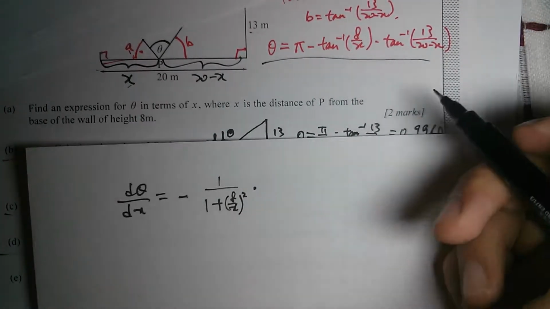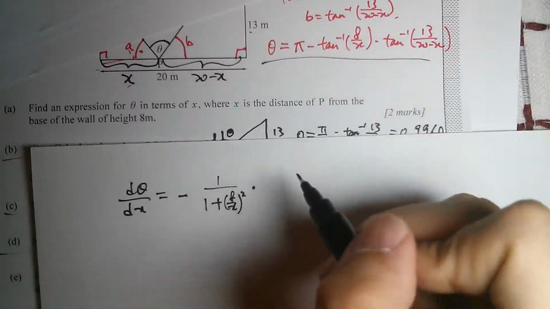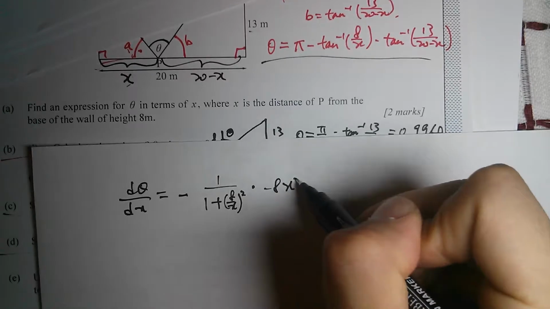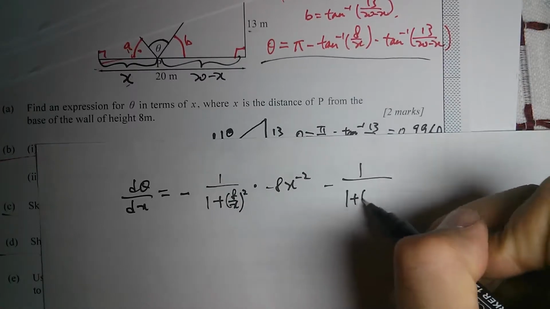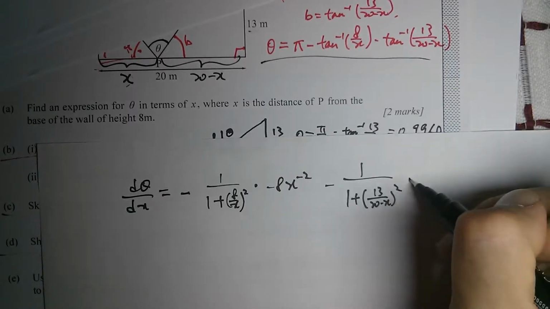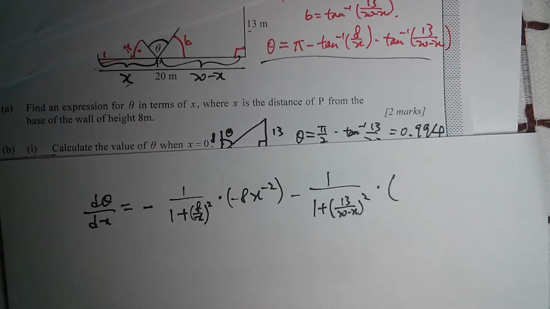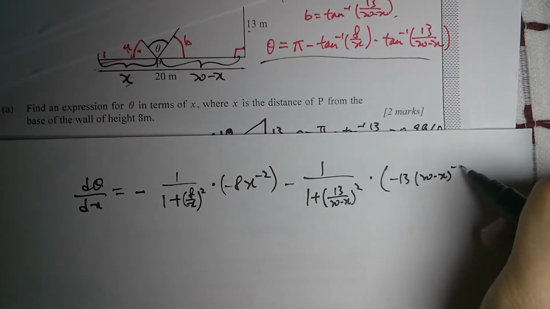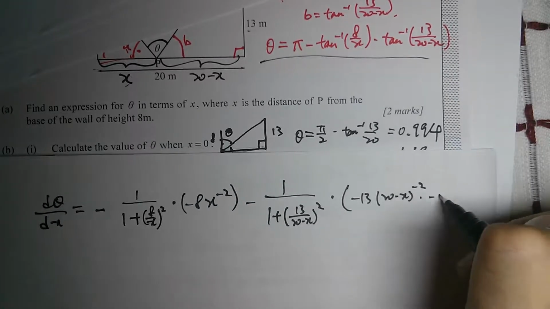Now we need to multiply. Chain rule: multiply by the derivative of the inside. That is basically 8 times x to the power of -1, so you have -8 x to the power of -2. Minus, do the same here, 1 over 1 plus x squared, times. That one is 20 minus x, and there's a negative in front of the x, so chain rule again, times -1.